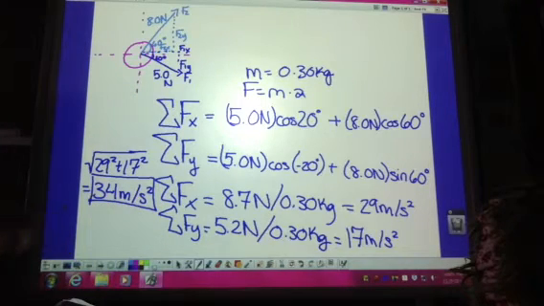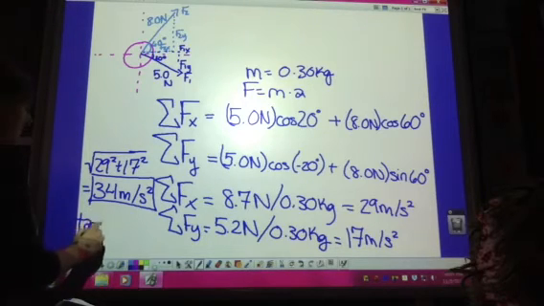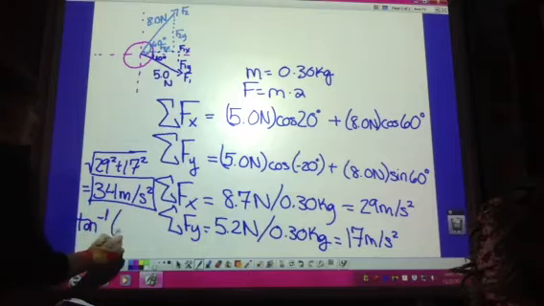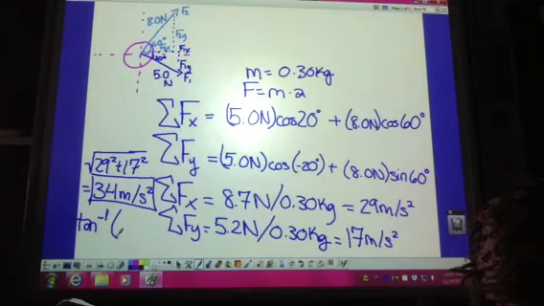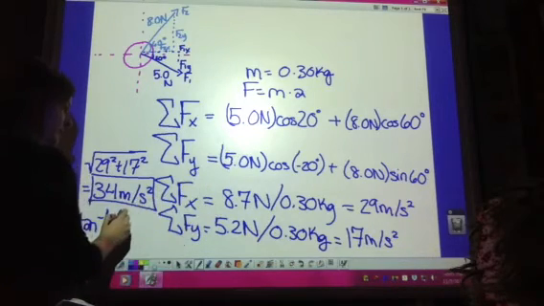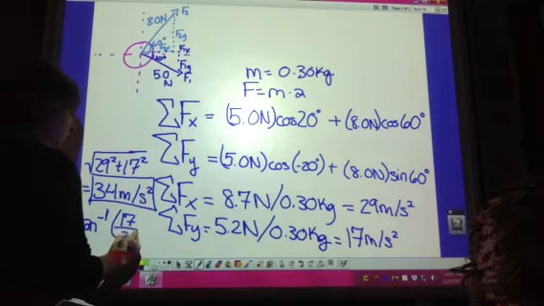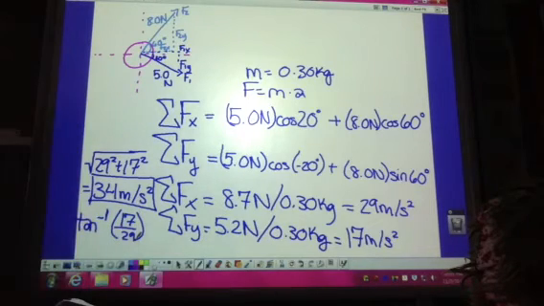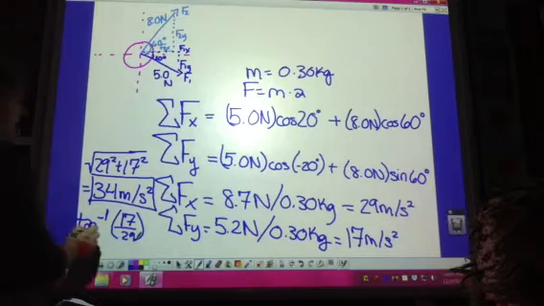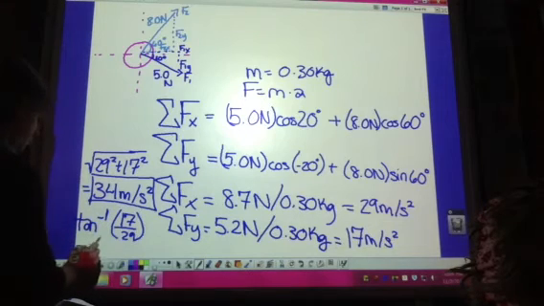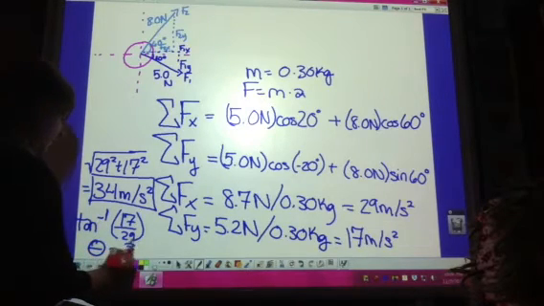But I also need to find direction. So to find direction, we could do inverse tangent. And we would want to do our y over our x. So we would have 17 over 29. If I did that, I would get 31. My theta should be 31 degrees.